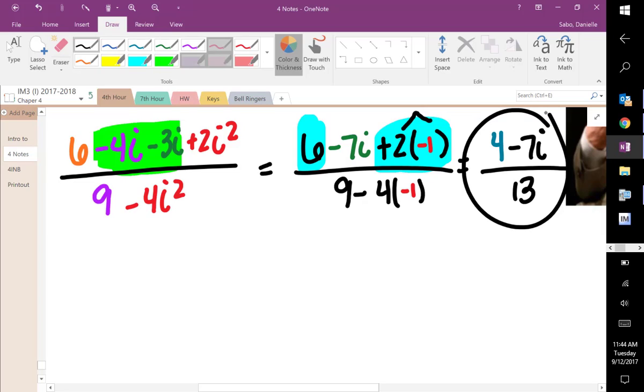So big problem. Lots of steps, 6 steps basically. But that's why we only do 3 problems, because you got to take your time and make sure that you are being super organized.